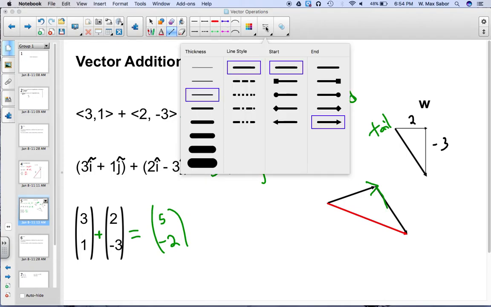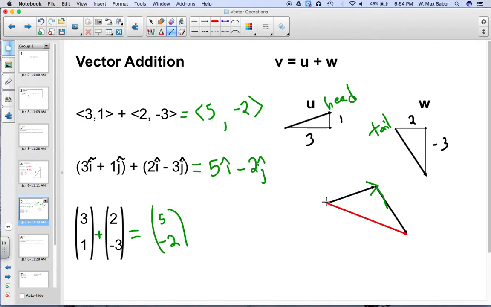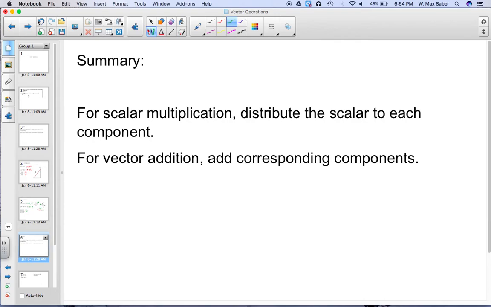In fact, what this will be is the same thing as going right 5 and then down 2. So that will match up with these. We said that we would go right 5 and down 2 overall. So this tail to head method, or adding corresponding components, you'll need to know both of them. So this was the summary for scalar multiplication. Distribute the scalar to each component. For vector addition, add the corresponding components.